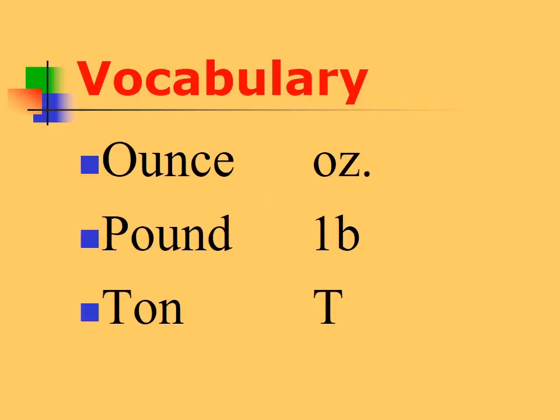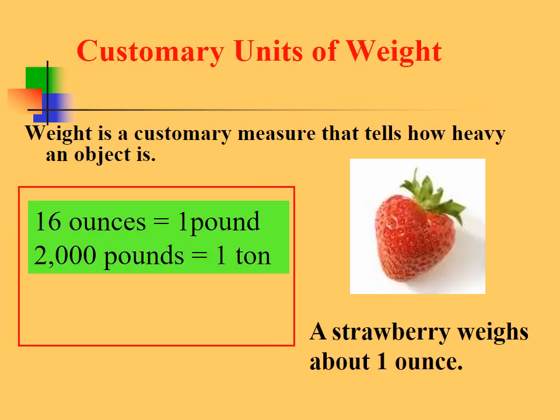Vocabulary: ounce, pound, ton, and the short abbreviation for each of those. Customary unit of weight. Remember that weight is a customary measure that tells how heavy an object is. And we know that 16 ounces equals 1 pound and 2,000 pounds is equal to 1 ton.